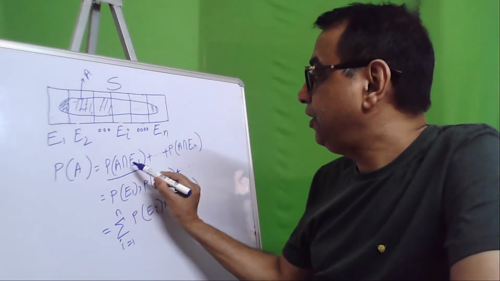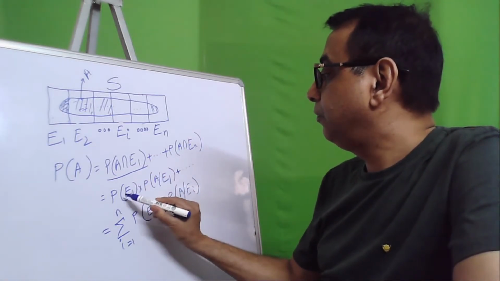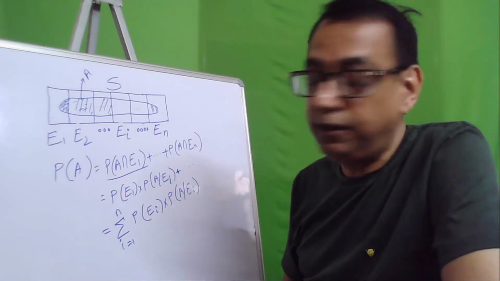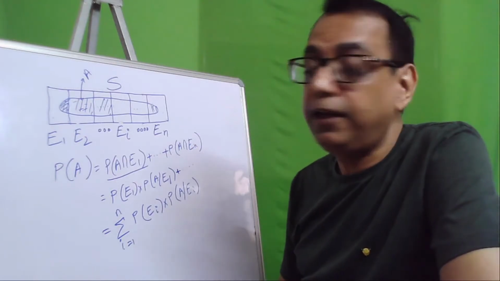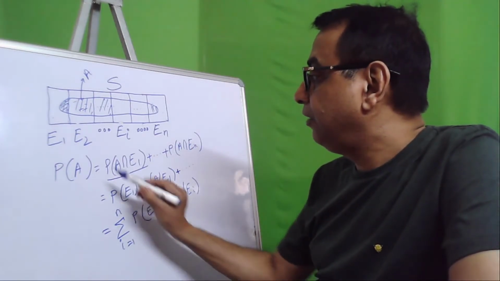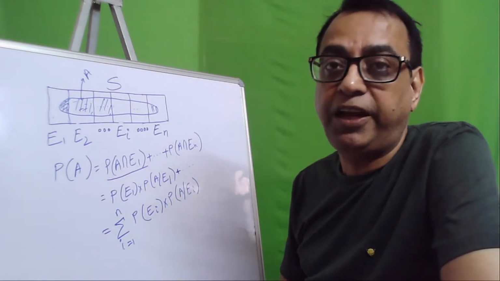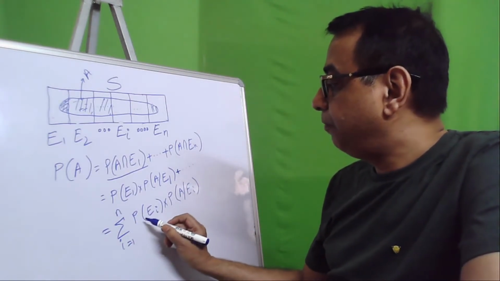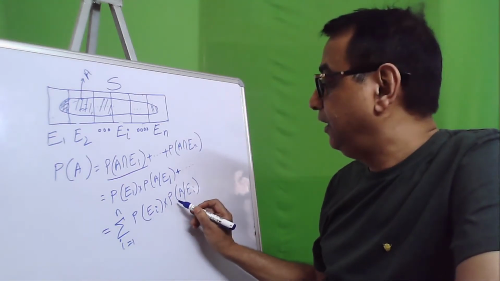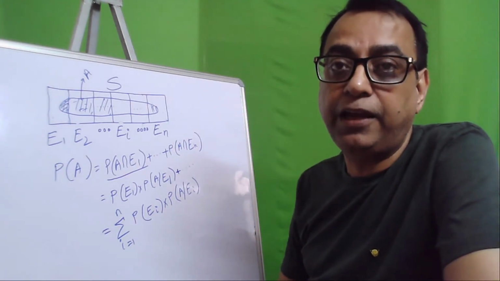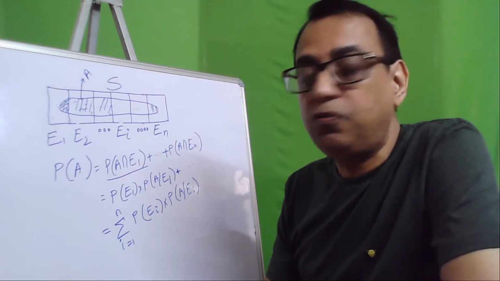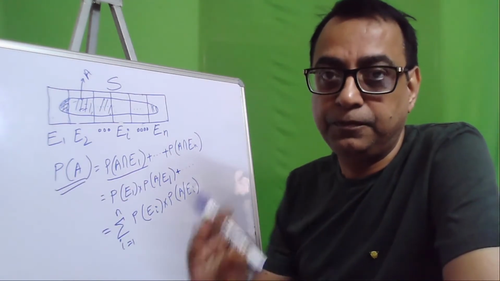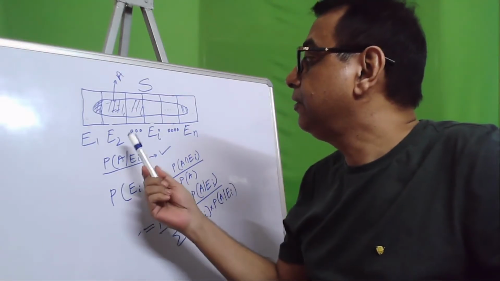So for each one of these, what we will do is multiply the probability of that event, this is the E event, into the probability of A given E. That will give the total probability of A. So in mathematical terms, we will write it as the sum of P Ei into the probability of A given Ei for i equal to 1 to n. So that will give you the probability of A. Clear?